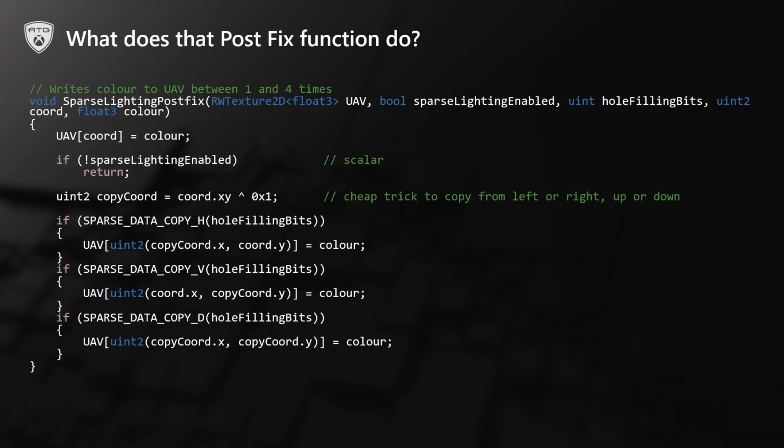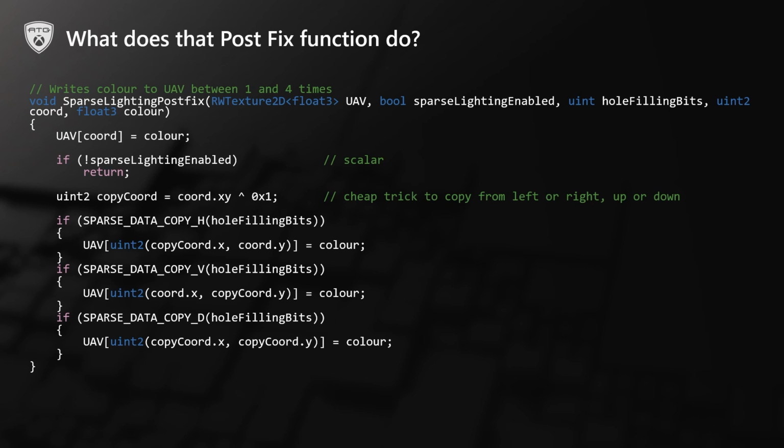And here it is. Here's the hole filling function. So it's taking in our UIV. It's taking in our scalar for whether sparse lighting is enabled. It's taking in our 3 copy bits, our coordinate, and our end color.